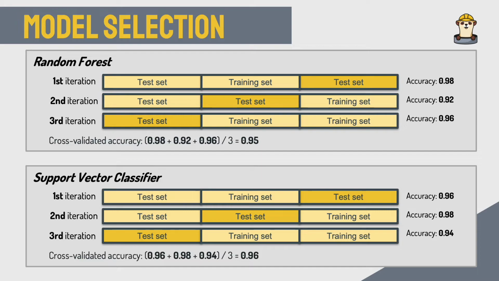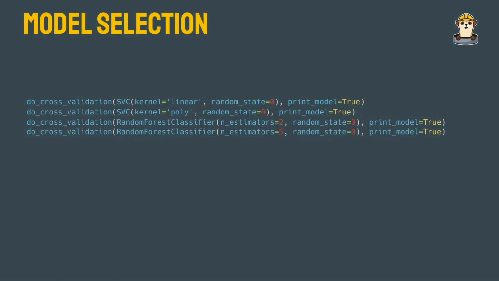No, not yet. Remember that models can be configured via the hyperparameters. And so far, we have only used the default ones. We could try different combinations and then make a decision. Look at this Python code. We have two different configurations for each model.